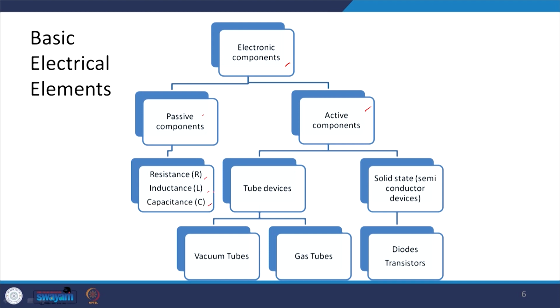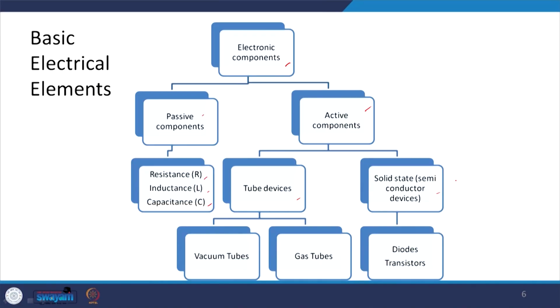If you come to the active components, these are the components which require an additional source of power, and these could be either tube type devices, which were used earlier in electronic circuits, or solid state devices, which are basically semiconductor devices. In tube type devices we have the vacuum tube and the gas tube, and in solid state devices we have diodes, transistors and so on.